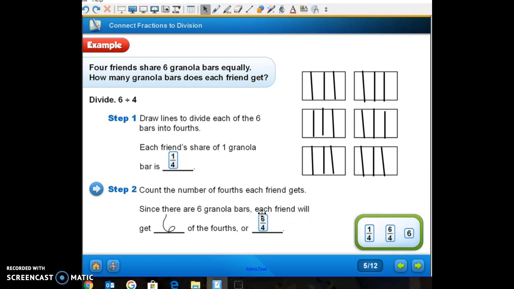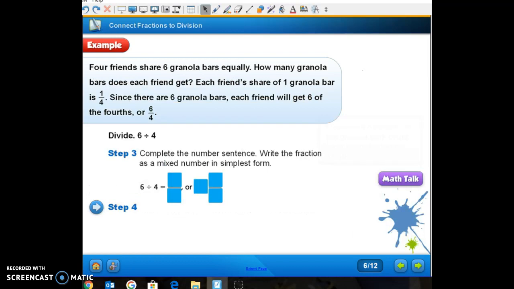Okay, go on to step 3. It says complete the number sentence. Write the fraction as a mixed number. So 6 divided by 4 is equal to 6/4, or 1 2/4, which simplifies to 1 1/2.